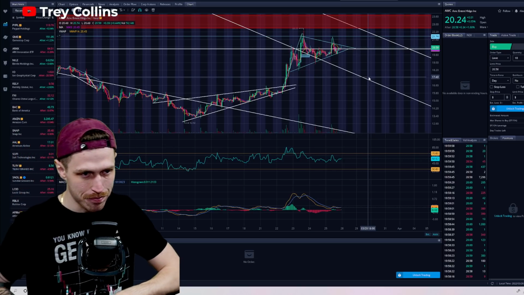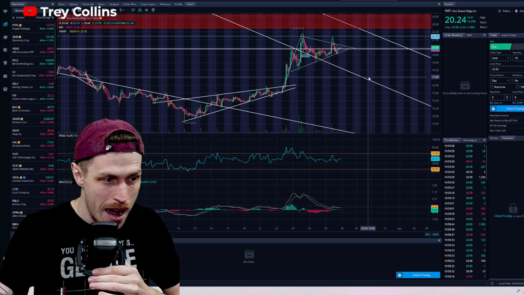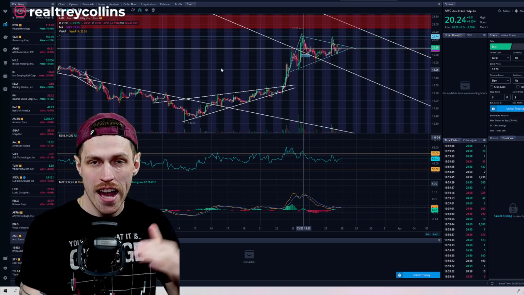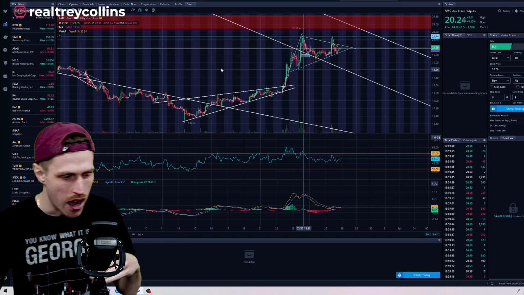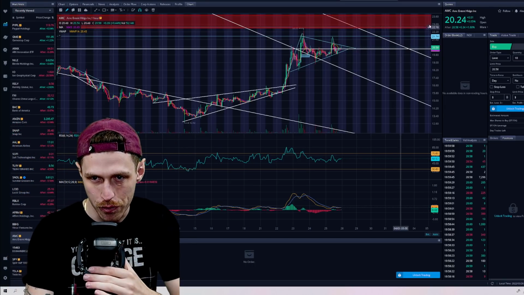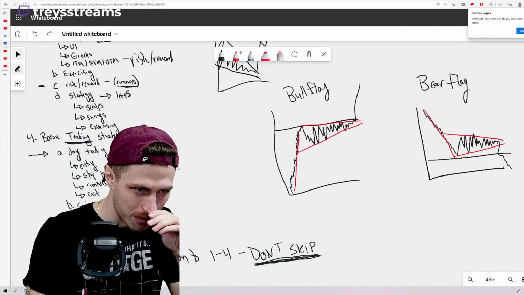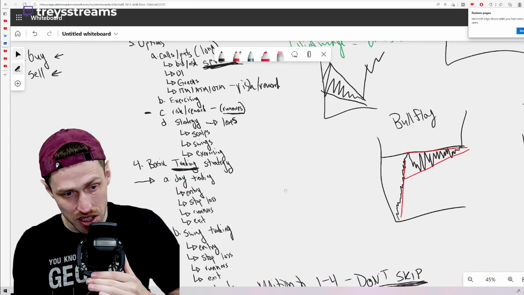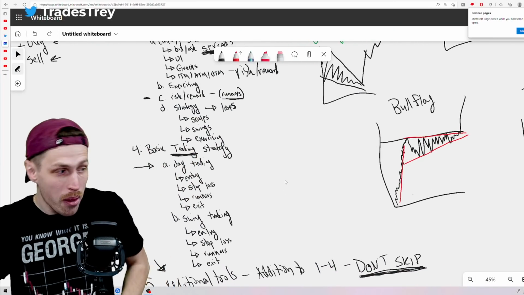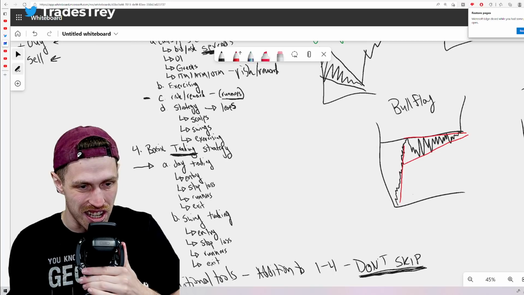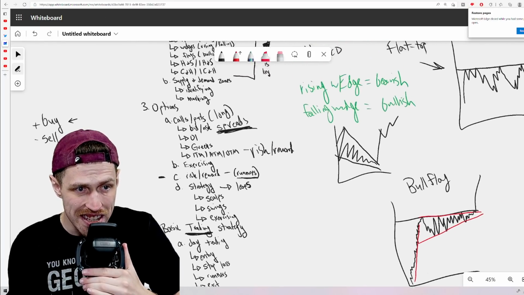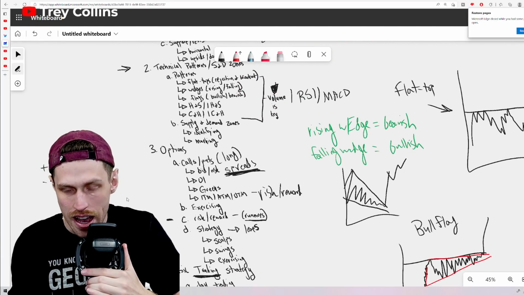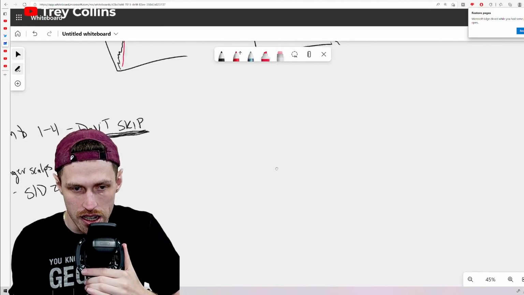So with that being said, a bear flag would be the exact opposite of that. It's a flag of price action that moves its way down and bounces around, forming what appears to be a flag. Typically, you see a breakdown to the downside. Which brings us to the next thing, right? Let's now discuss head and shoulders and inverse head and shoulders.